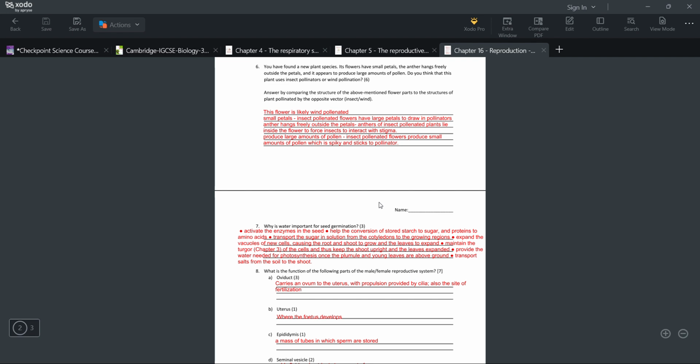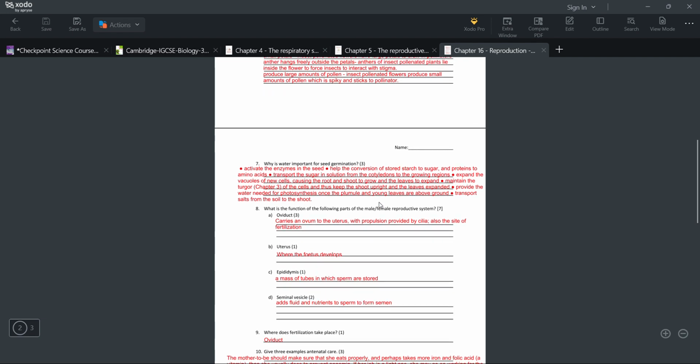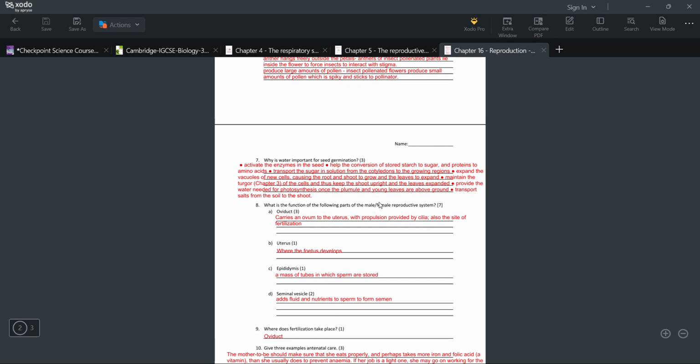Why is water important for seed germination? These points are taken straight from your textbook. Just go have a look at them. They are here if you want to look more closely, but they are listed in your textbook as is here. Lots of very important reasons why water is important.